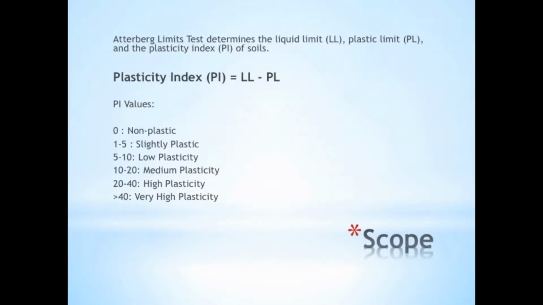As mentioned before, the Atterberg Limits test determines the liquid limit, plastic limit, and the plastic index of soils. Numerically, the plastic index is equal to the liquid limit minus the plastic limit. The plastic index indicates how plastic our sample soil is. Low values of plastic index indicate low plasticity. High values of plastic index indicate high plasticity. The plastic index and the liquid limit are finally compared, and the soil can then be generally classified as silt or clay.